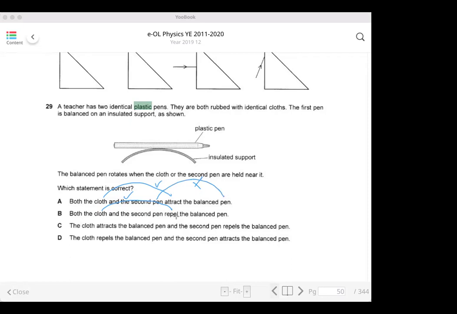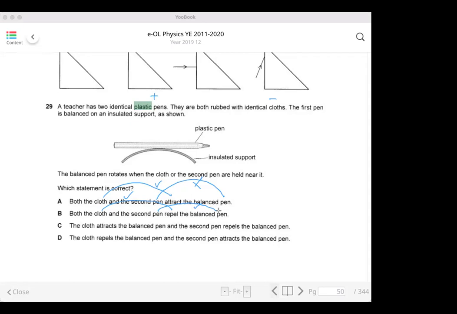Okay, but why is B wrong? Okay, when both the pens repel each other, it is correct. Okay, that is not wrong. But why is B wrong? So for example, if the pen becomes positive, both the cloths will be negative. So if the pen were to repel the pen, the cloth will be of the opposite charge. It will not repel the pen.